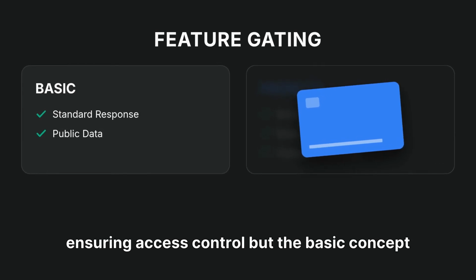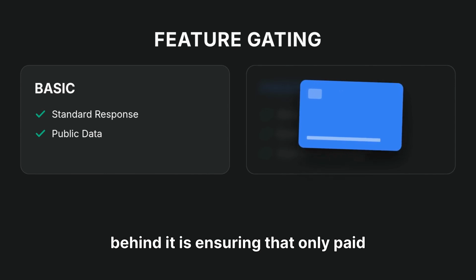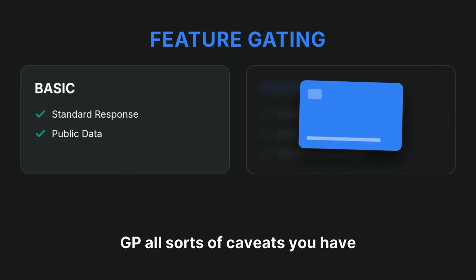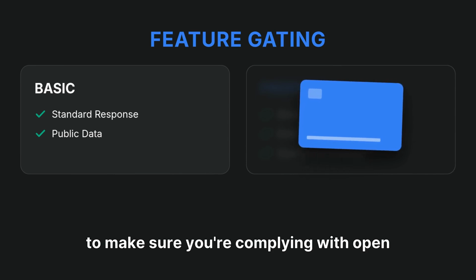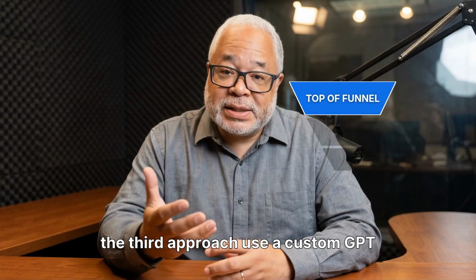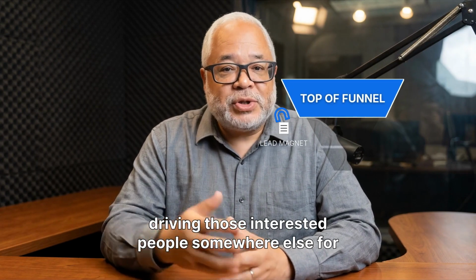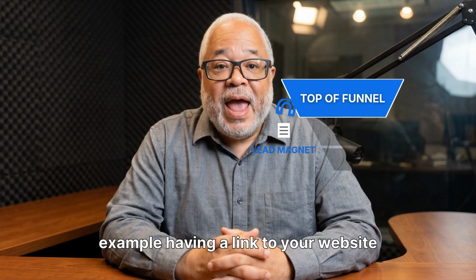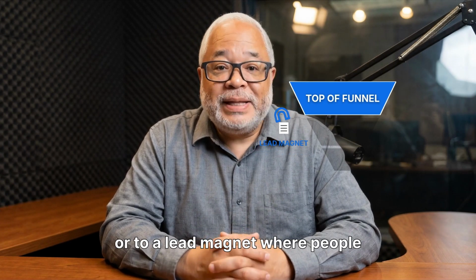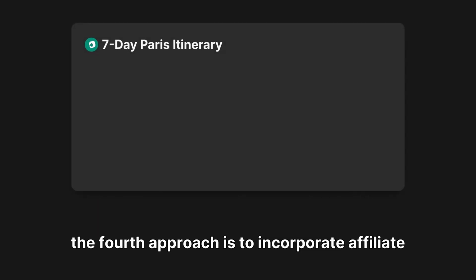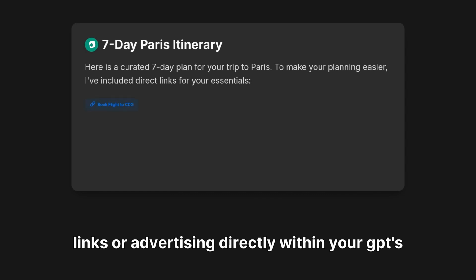But the basic concept behind it is ensuring that only paid users can use certain features in your GPT. All sorts of caveats. You have to make sure you're complying with OpenAI terms of service and everything. The third approach, use a custom GPT as your top of funnel marketing and driving those interested people somewhere else. For example, having a link to your website or to a lead magnet where people can sign up for something. The fourth approach is to incorporate affiliate links or advertising directly within your GPT's responses.